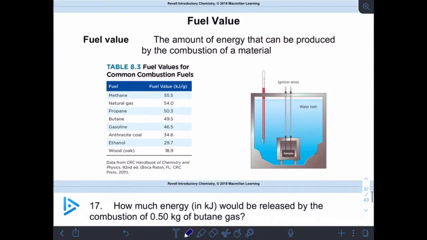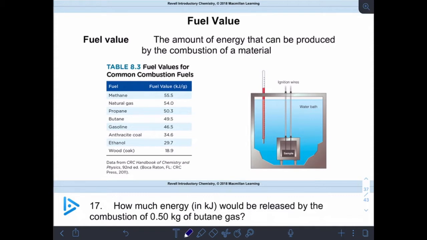Okay, and what we're going to be dealing with most is what's called a fuel value. A fuel value is the amount of energy that can be produced by the combustion of a material. And we have a variety of different fuels here on this table. Methane, natural gas, propane, stuff like that.